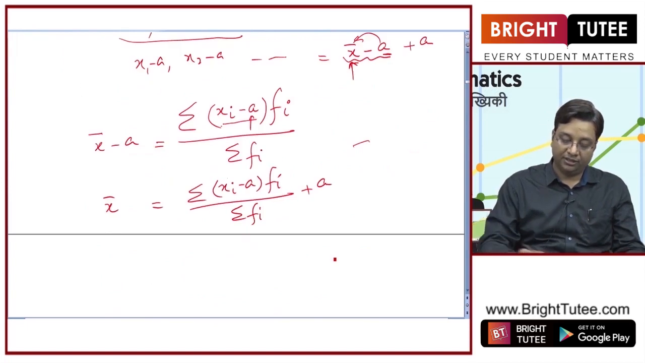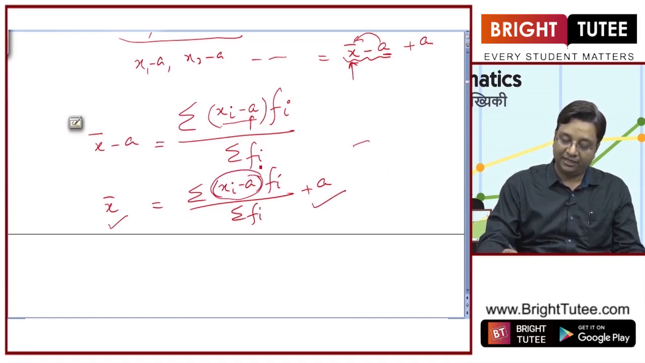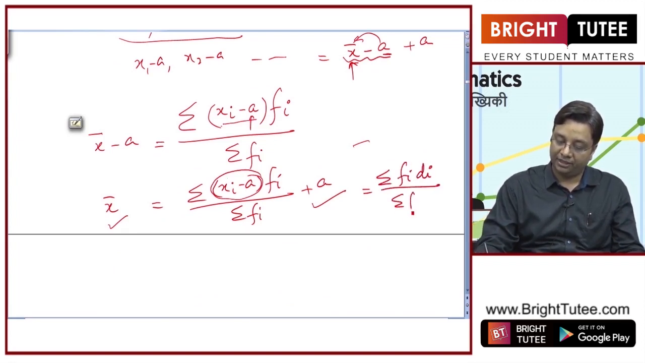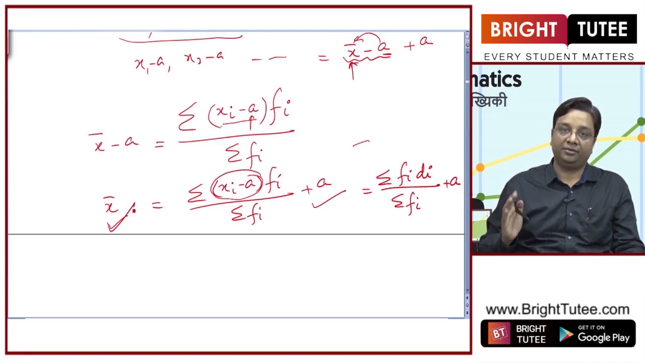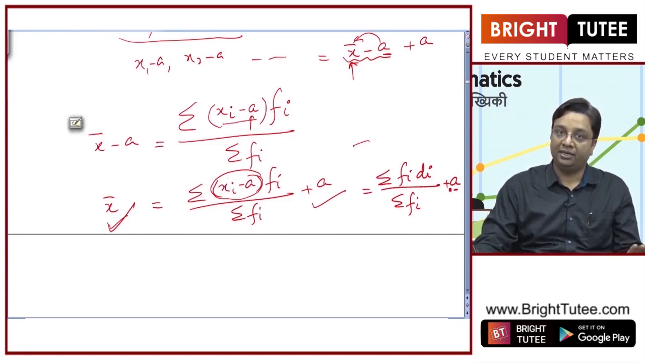So this method now will be known as the shortcut method or assumed mean method. xi minus a can be written as some other term. Let us write it as di. So it is sigma fi di divided by sigma fi, plus a.